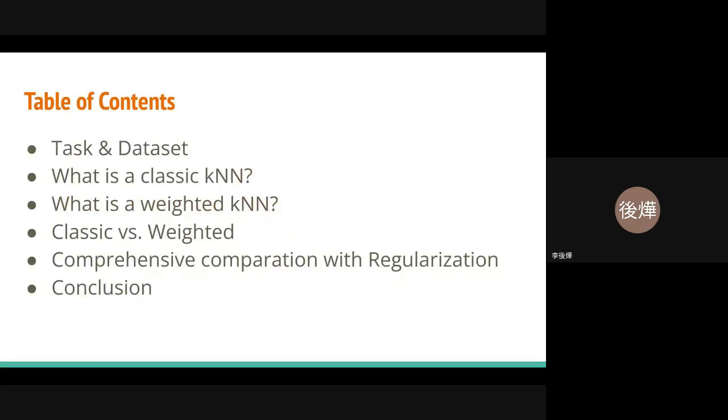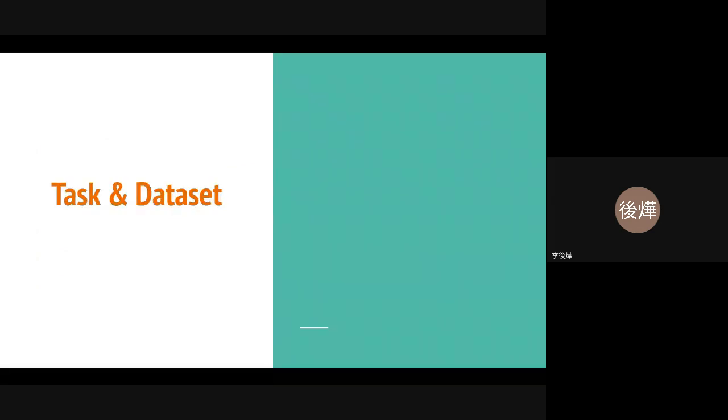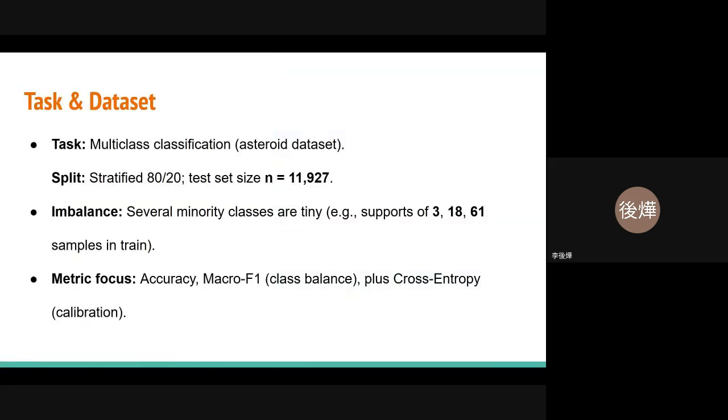So this is our table of contents. First we are going through how we process this task and how we deal with the data set. Then other group members will tell you about what they did in the classic KNN and weighted KNN parts, and then make a series of comparisons about how we did. In the end, we will make a brief conclusion about the task. So let's get into the first part.